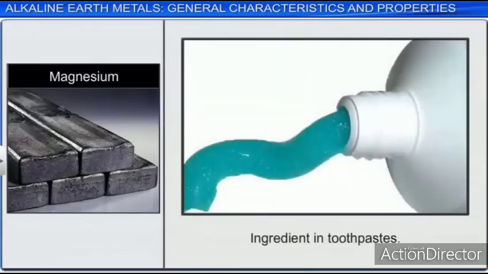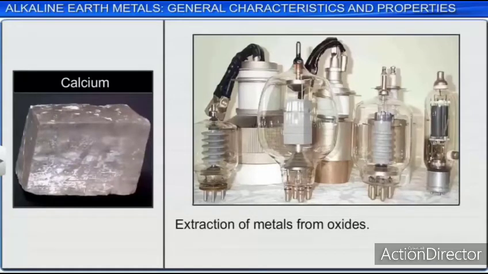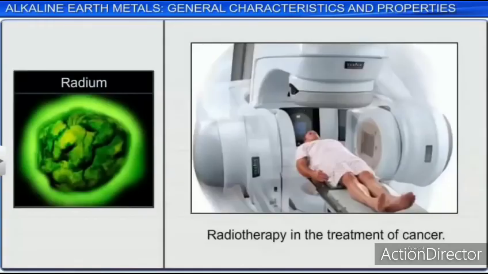Magnesium carbonate is used as an ingredient in toothpaste. Calcium is used in the extraction of metals from oxides, when they are too difficult to reduce with carbon. Calcium, along with barium, has been used to remove air from vacuum tubes. The radioactive salts of radium are used in the treatment of cancer.